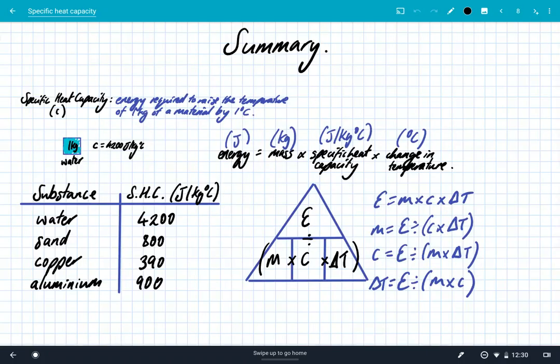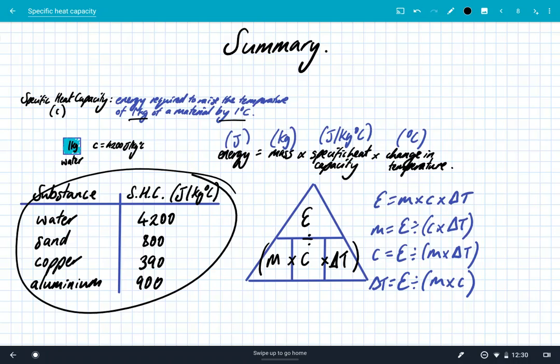So in summary, what is specific heat capacity? It's the energy required to raise the temperature of 1 kilogram of a material by 1 degree Celsius. And different materials have different specific heat capacities. The higher the specific heat capacity, the longer it takes to heat up because it requires more energy. And if it's got a lower specific heat capacity, it heats up much quicker. The formula is energy is equal to mass times specific heat capacity multiplied by the change in temperature. And it's really important to remember your formula triangle and how to rearrange your equations.